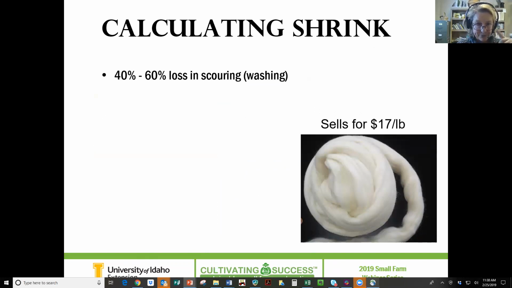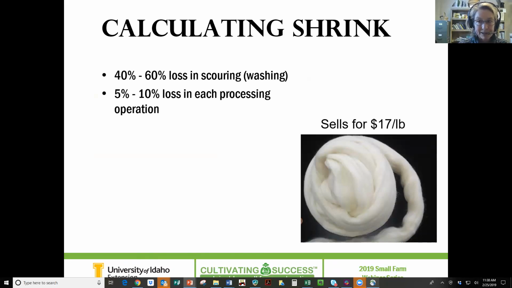Let's look at the math for a minute. You're going to have 40 to 60%, let's say half, loss of weight from washing because of the grease in the wool and the dirt. It'll only weigh half as much when you're done washing. And believe me, washing sheep wool, I'm sure some of you have done this, it's very greasy and it takes a lot of soap, and you have to be very careful you don't felt it. And then every time you do one more step like carding or pin drafting or spinning into yarn, you're going to lose weight. There's just going to be stuff left in the machinery or fallen out.